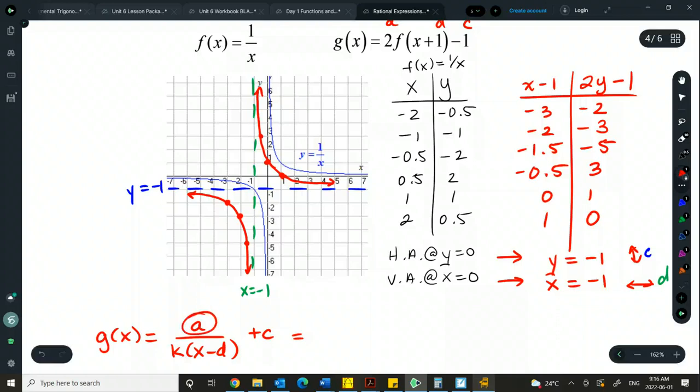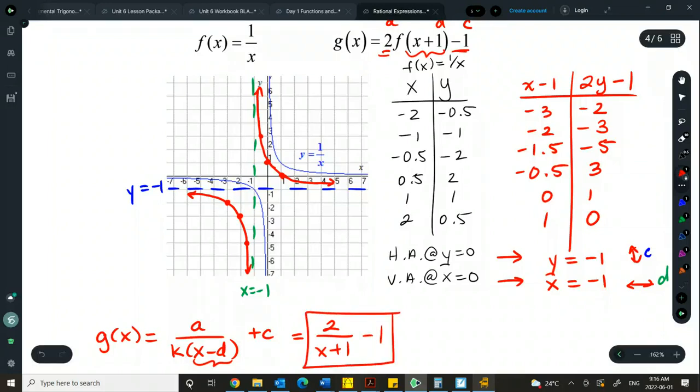I think A is pretty easy to fill out, right? We can just put 2 on top in this case. We don't have a k, so we can kind of ignore that. I will just recopy this exactly where this is, so it'll be x plus 1. And then I'll add or subtract whatever c value is out here, so that's -1. And this is what I would label my graph with. So we'll label it as g at x equals 2 over x plus 1 minus 1.